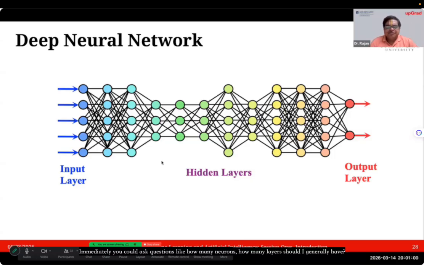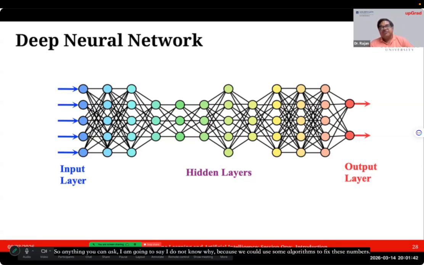Immediately you could ask questions like, how many layers should I generally have? My answer will be, I don't know. How many neurons should there be in each layer? My answer is, I don't know. If you look at this, every neuron is connected to every neuron in the next layer and also in the previous layer. Should this always be the case? My answer is, I don't know. Anything you can ask, I'm going to say I don't know.